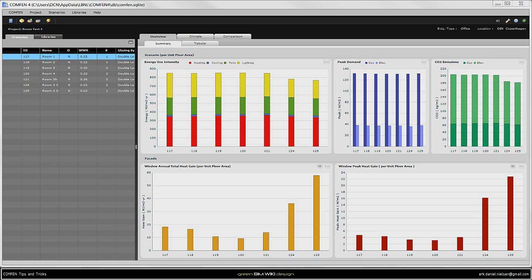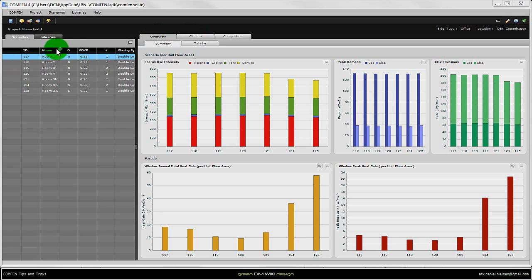In this tutorial, I will show and explain the different simulation functionalities and output you can get from COMFEN. So it is focusing on this part and not too much about how to create scenarios and so on. And this is part 1 where we're looking at the overview page and the climate page.